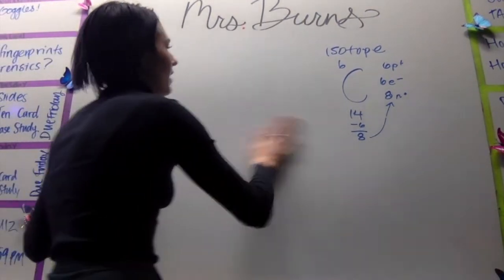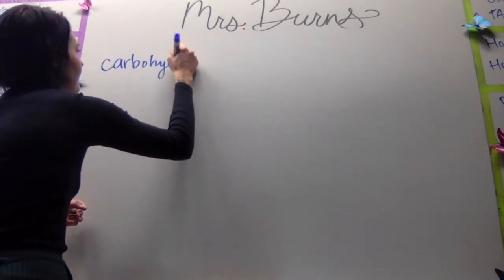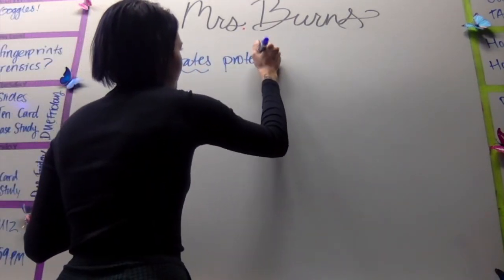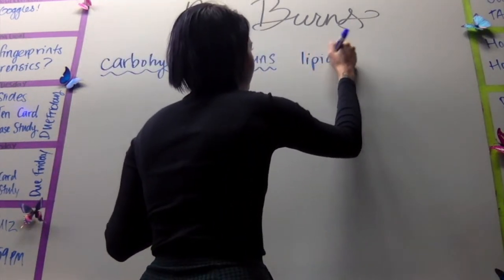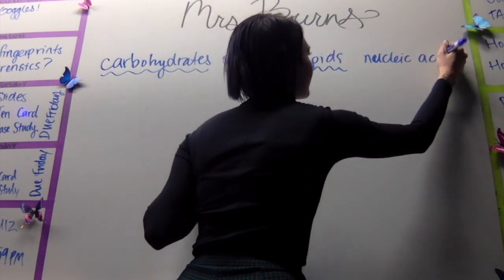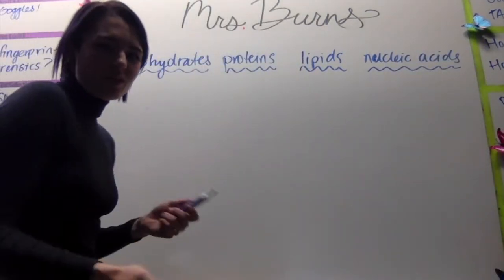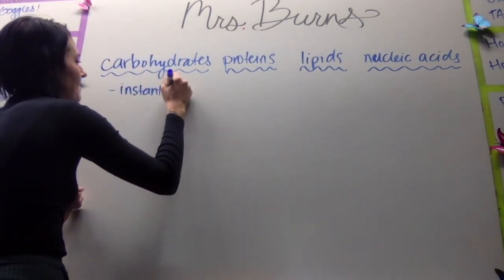What is a macromolecule? What do they do for our body? I'm just going to make a table here of all the different kinds. So we have carbohydrates, proteins, lipids, and nucleic acids. So what is the main function? What do we do with these? So carbohydrates are instant energy.